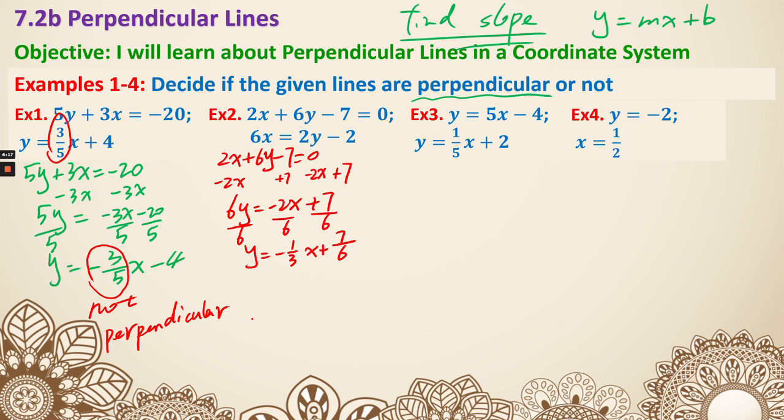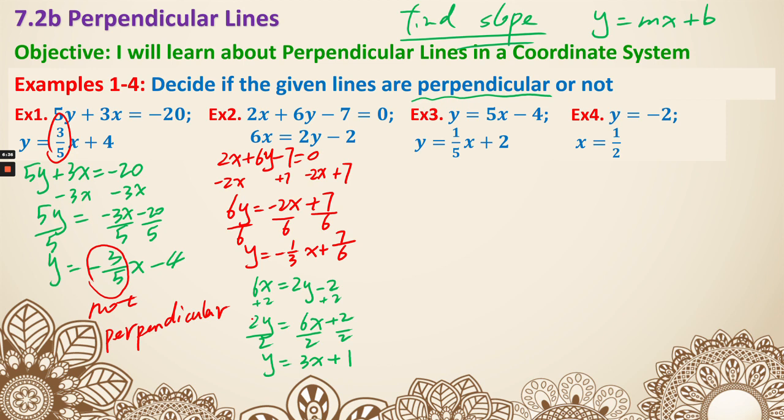My second one, 6x equals 2y minus 2. I can choose to leave the y on the right side, so add 2 on both sides. And I would end up with 2y equals 6x plus 2. Divide everything by 2. y equals 3x plus 1.